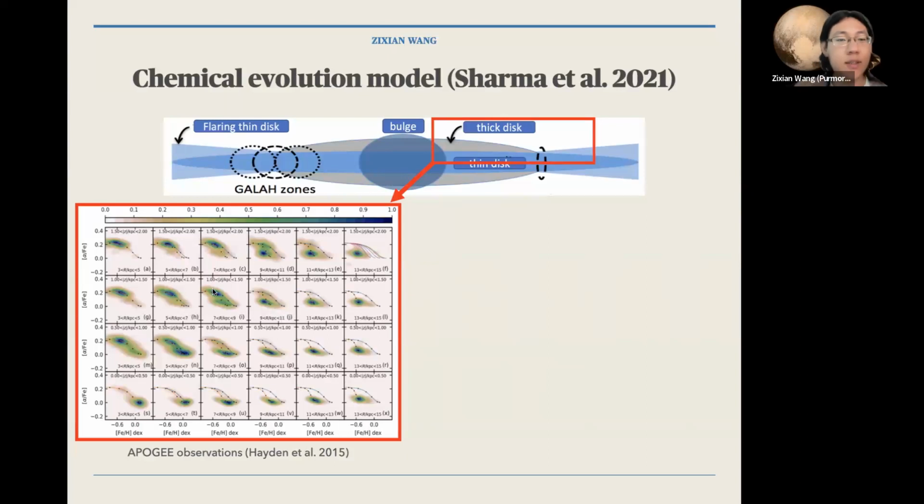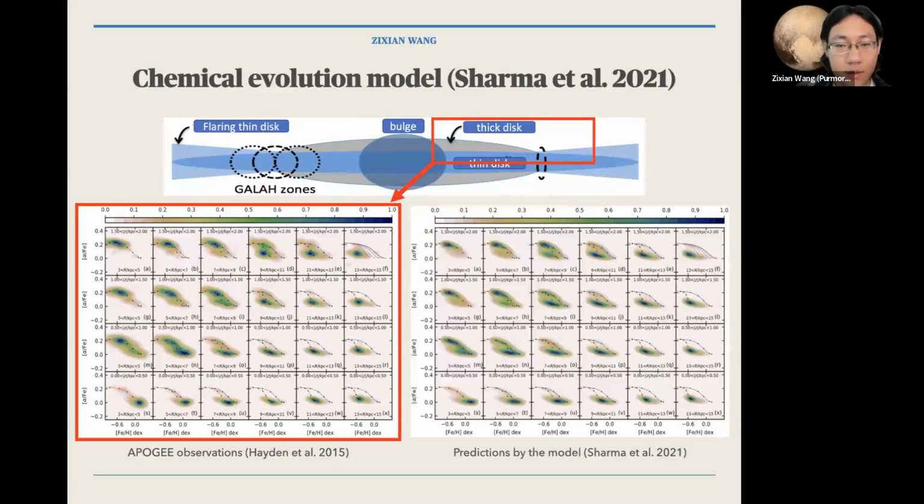And this is basically the best chemical picture of our Milky Way. The reason I want to introduce this chemical evolution model is because it can magically reproduce the changes of these two sequences. The right figure is the predictions from the chemical evolution model. And when you compare the left and the right panel, you can see that they are very similar.